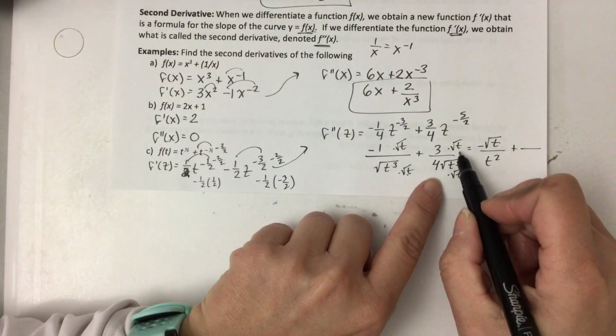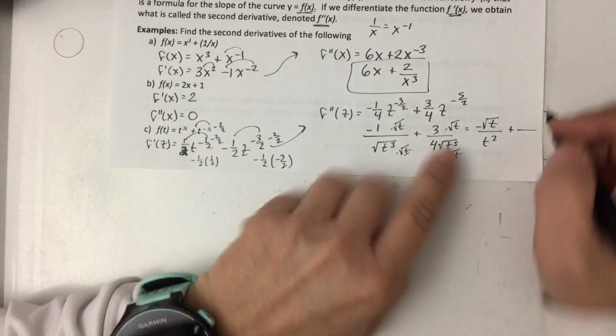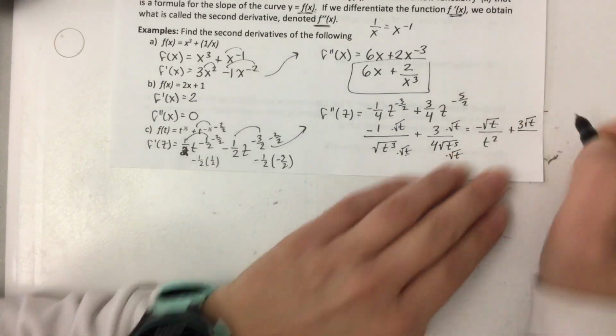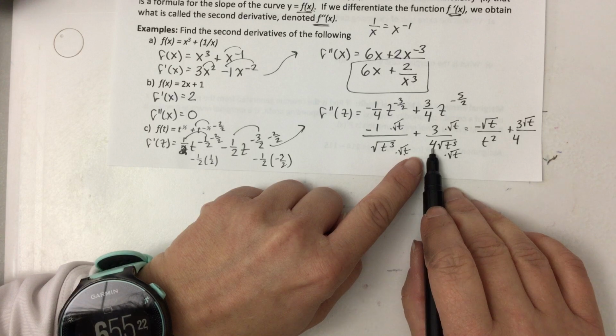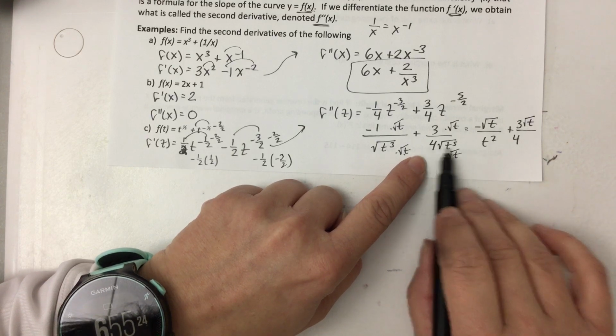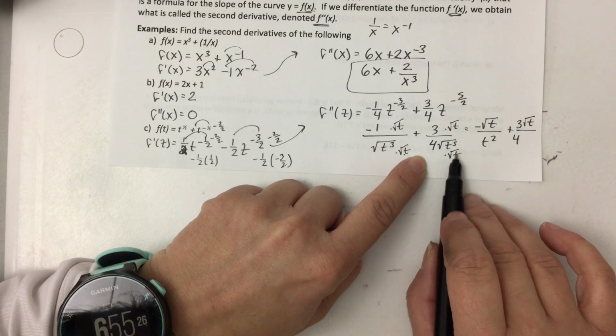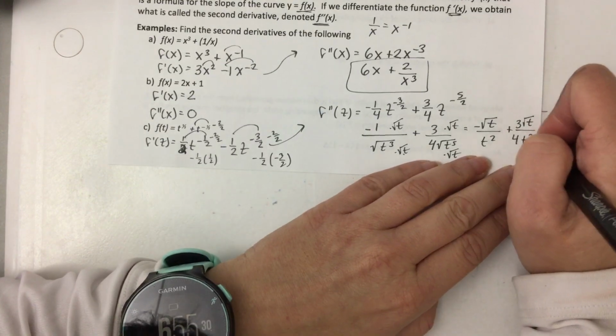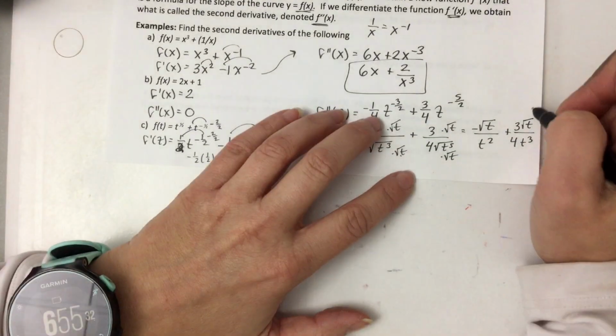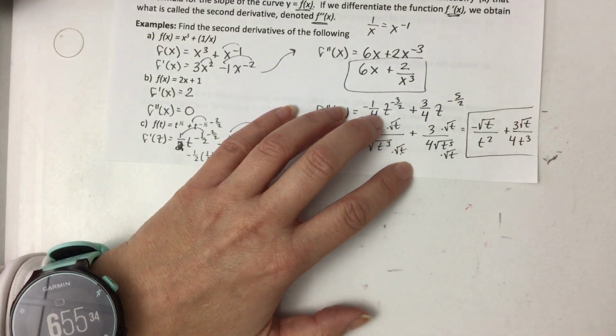So if I multiply top and bottom by the square root of t, this would be 3 times the square root of t. This would be 4. Go ahead and look at this. So this would be 4 out front. 5 and 1 more would be 6. The square root of t to the power of 6 would be t cubed. And I'm going to go ahead and let you leave it like this.